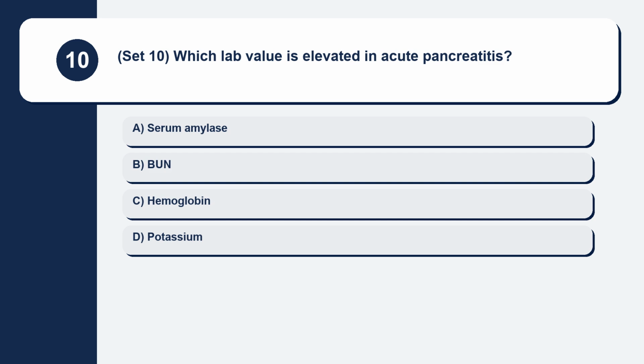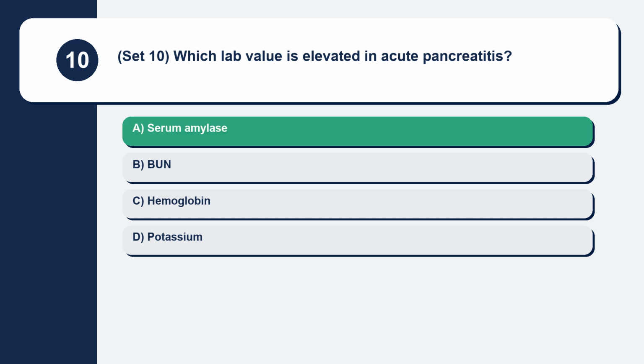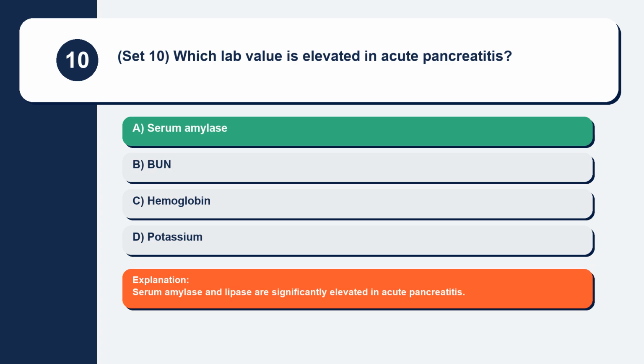Question 10. Set 10. Which lab value is elevated in acute pancreatitis? Serum amylase, BUN, hemoglobin, potassium. Serum amylase and lipase are significantly elevated in acute pancreatitis.